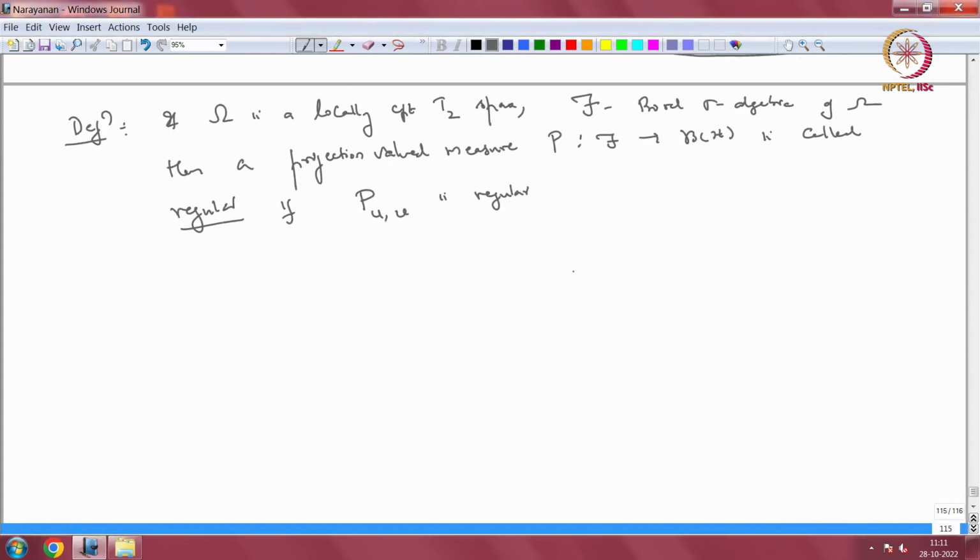All right. So, the projection valued measure is called regular if these measures are regular. Okay. So, now what we are going to do is start with the projection valued measure and then go in the opposite direction, in the sense that we define the L infinity functional calculus.